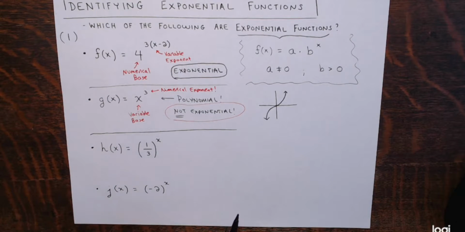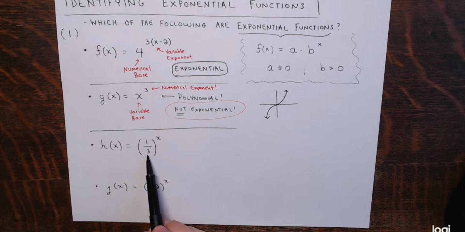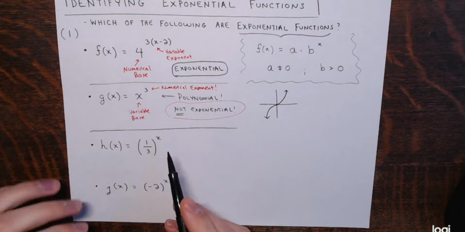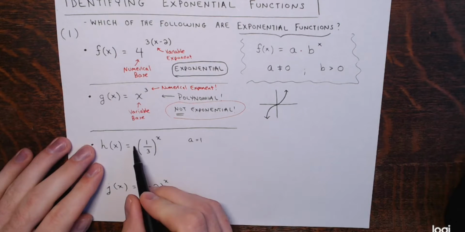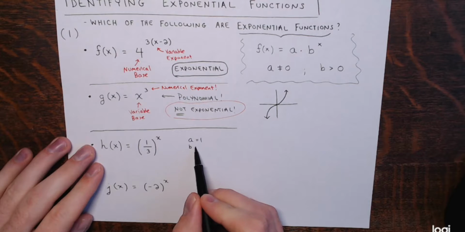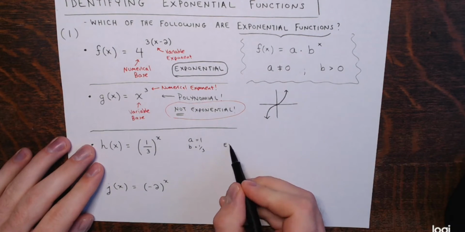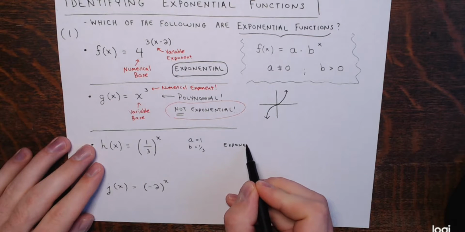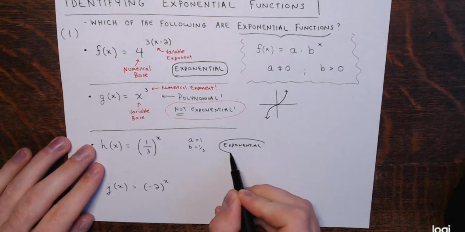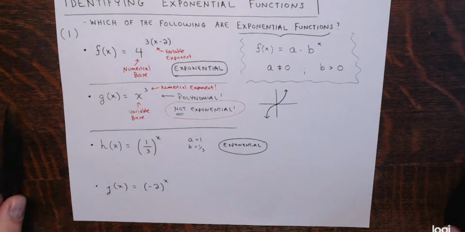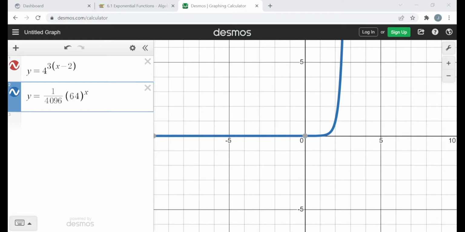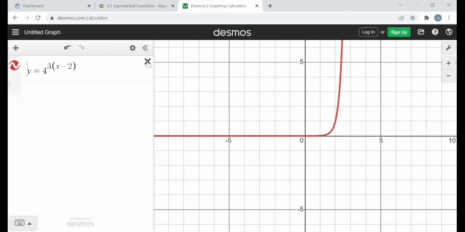All right, now for the third part, we have h of x equals 1/3 to the x power. So you've got a equals 1. This is 1 times, and then b equals 1/3 to the x power. It's in this form. This is exponential. And if you look at the graph, I'm just going to go back to Desmos for all these exponential functions, it has the shape of all those other exponential functions.